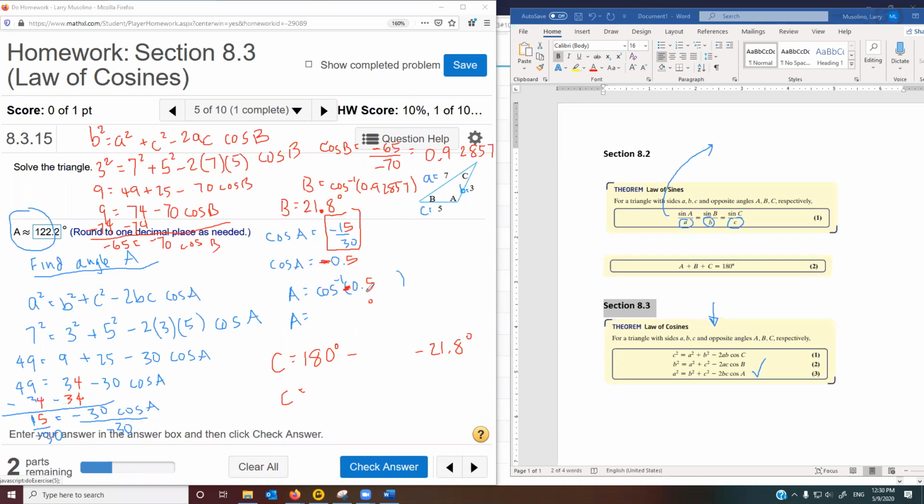So angle A is inverse cosine of negative 0.5. So this angle is actually 120 degrees. So this is 120. And then that's going to change angle C to be 38.2 degrees.